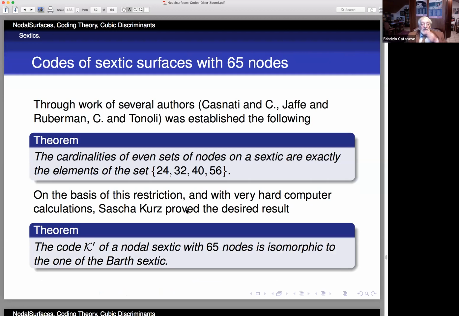Now, let's go to other sextic surfaces with 65 nodes. There was a lot of work with Casnati and Catanese, Jaffe and Ruberman, and we know that the cardinalities of an even set of nodes on a sextic are exactly the elements of the set 24, 32, 40, 56.